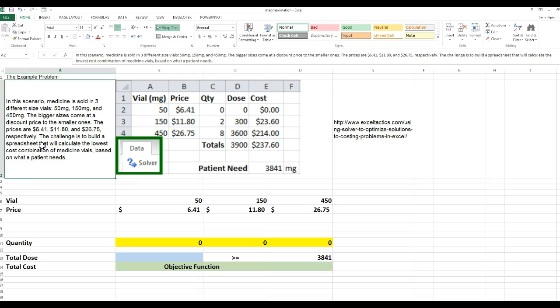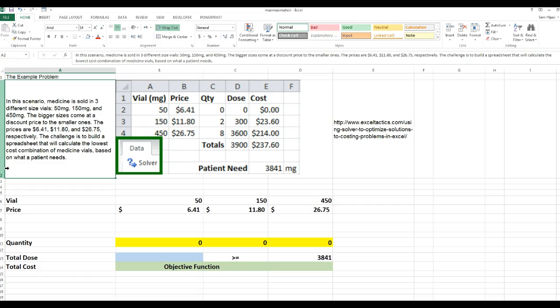And here's the problem. In this scenario, medicine is sold in 3 different sizes: 50 milligram, 150 milligram, and 450 milligram. The bigger sizes come at a discount price compared to the smaller ones. Obviously, we can see that. When you have 450 milligram, you pay only $26 something versus 150 for $11. So the challenge is to build a spreadsheet that will calculate the lowest cost combination of medicine vials based on what a patient needs.